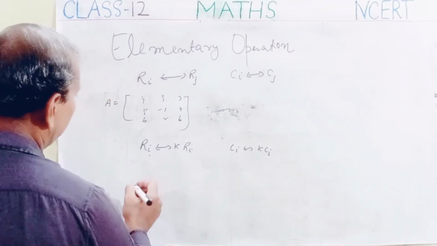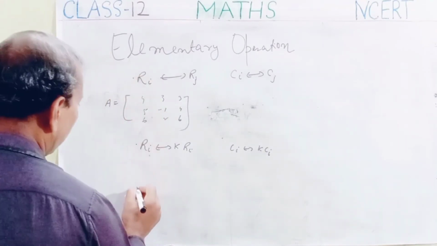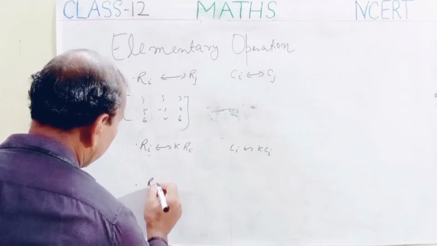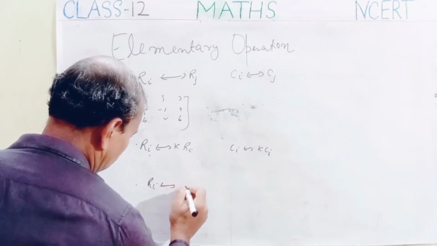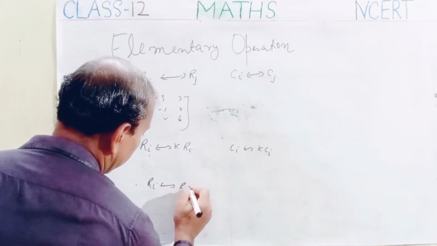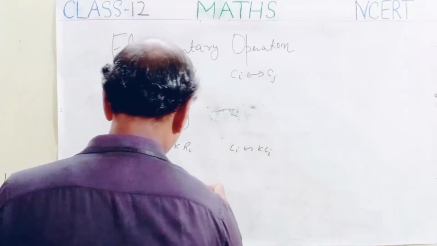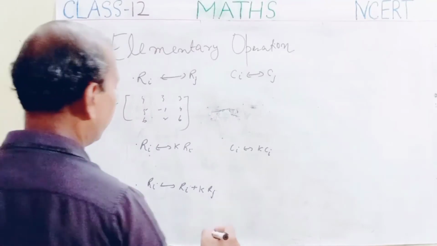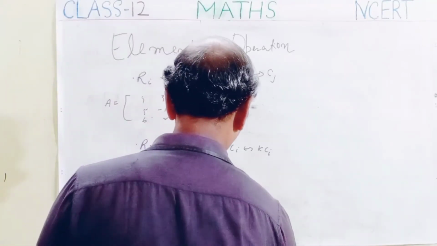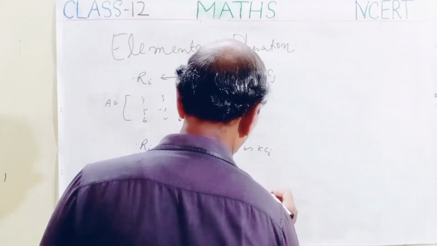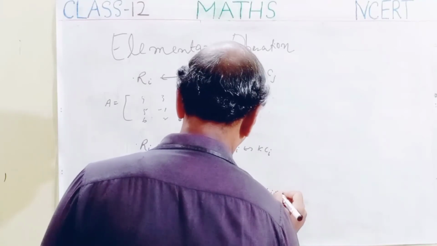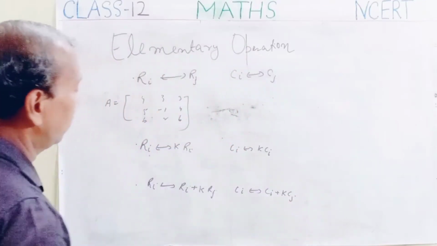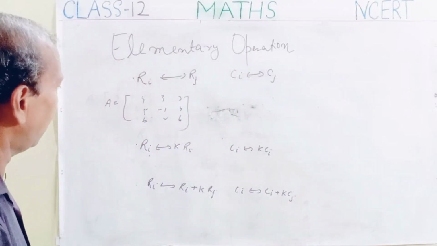And the third one is you can change Ri into Ri plus k times Rj. Or in the column case, this will be Ci, you can change into Ci plus k times Cj. So this is all about the elementary operation.